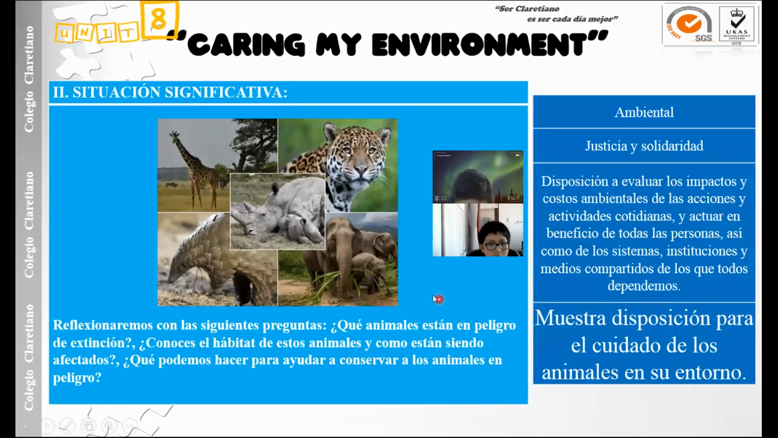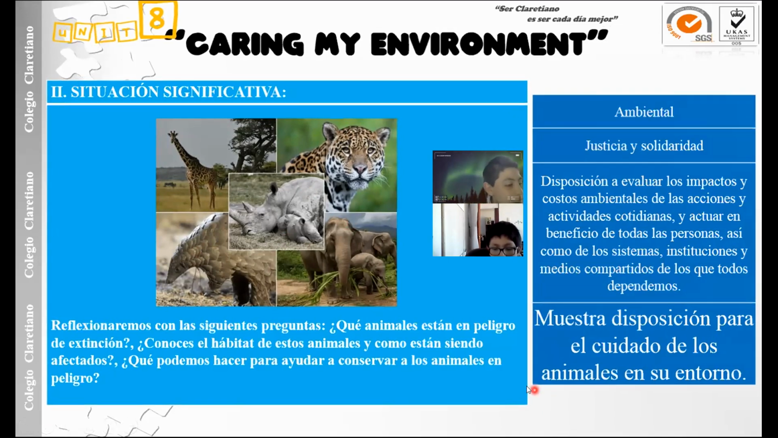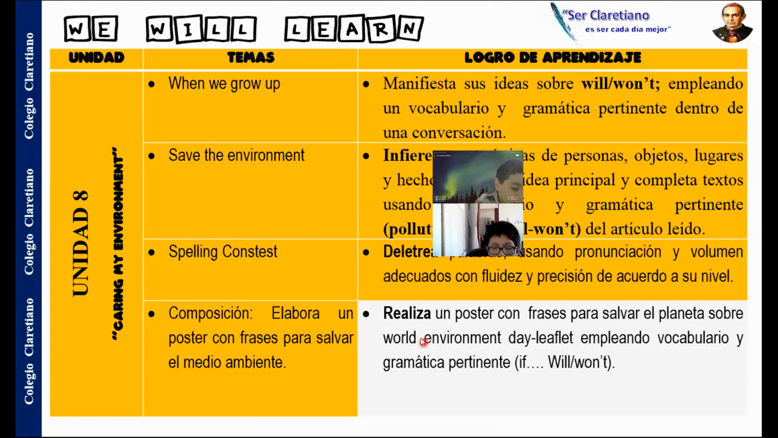Okay, as you can see in the video, in this unit we are going to talk about the environment. The E is for Earth, the environment. A is for the animals, the animals are in danger. T is for traveling, because when you travel, we need to use a clean way, for example bicycles, or it's better to walk to save the environment. So in this unit, we are going to learn about caring for the environment, saving the planet. And also we are going to learn what we can do when we grow up to save the planet.